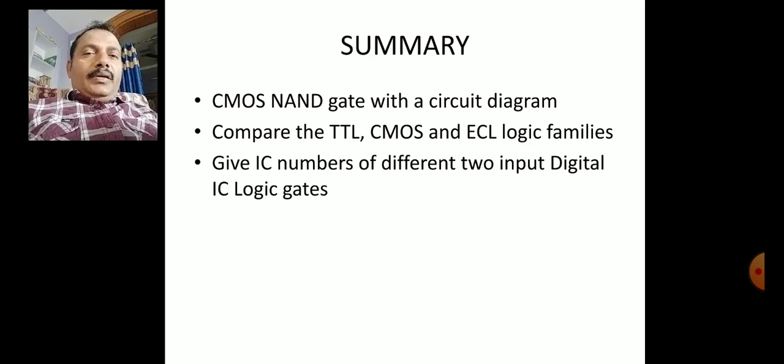Summary. So far we have discussed the CMOS NAND gate with a circuit diagram, comparing the TTL, CMOS and ECL logic families, and the widely used one is the CMOS, and IC numbers also we have discussed, different IC numbers of the 7400 series, 74 series and 4000 series. So with this, let us conclude this lesson. Thank you.